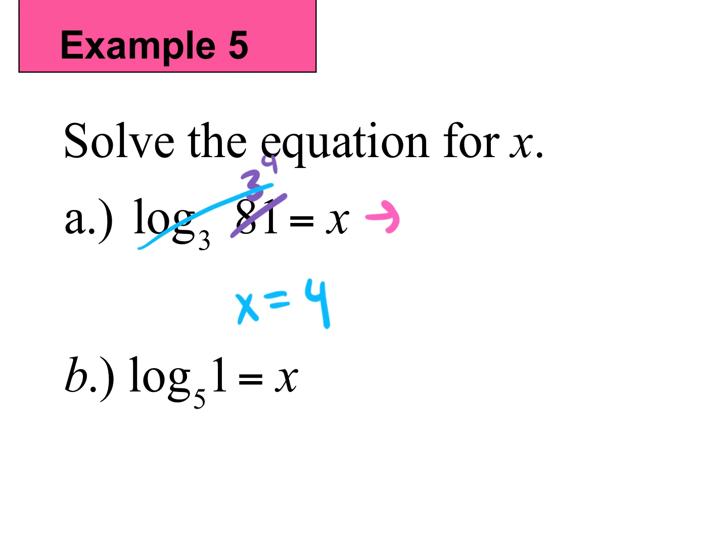Another way of doing this would just be to put it in exponential form. So this would be 3 to the power of x is equal to 81. And 3 to what power is 81? 3 to the 4th power, so x is 4. So you could do it either way. You could apply your properties and get it to cancel if it's the same, or just put it in exponential form.